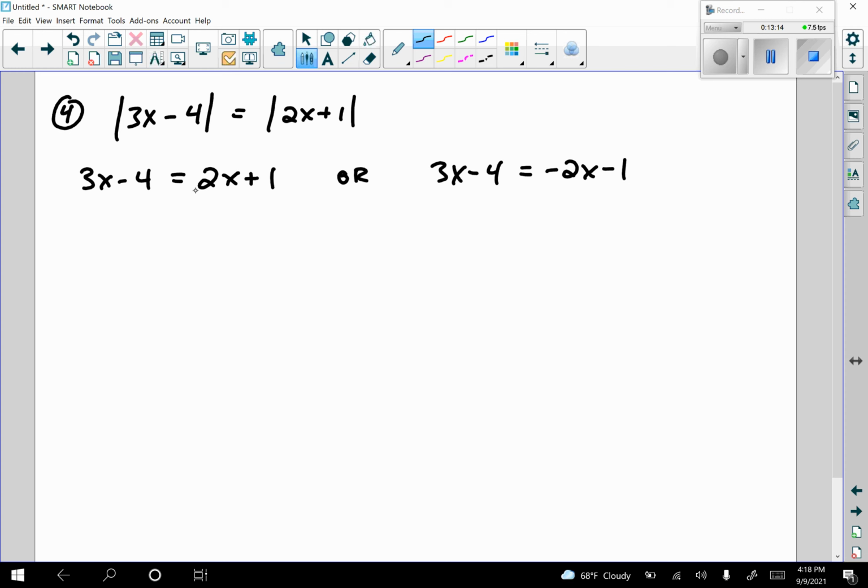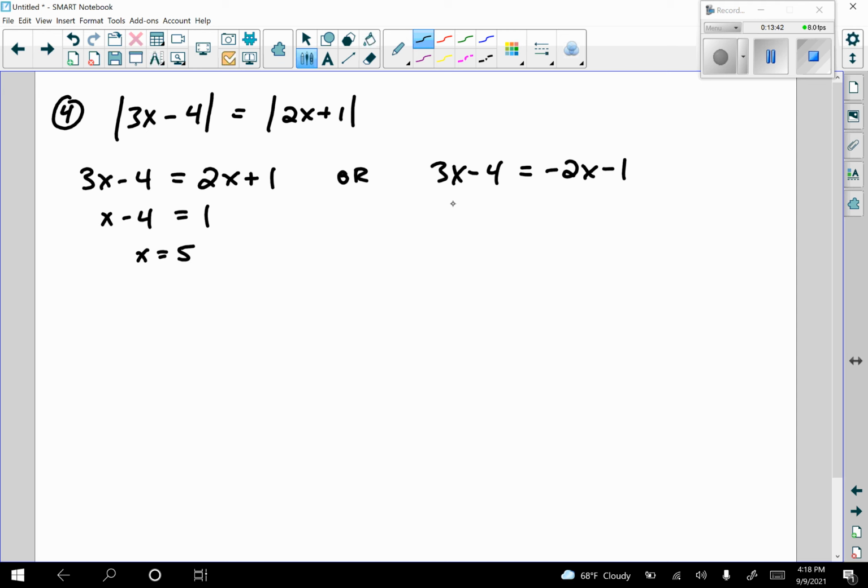And then we simply solve each equation. But just, again, take a look at this first step here. We'll definitely try another one after this. So here I want to start by subtracting 2x, so that's going to give me x minus 4 equals 1. Add 4, so x will equal 5. Let's check this real quick. 3 times 5 is 15. 15 minus 4 is 11. Absolute value of that is 11.